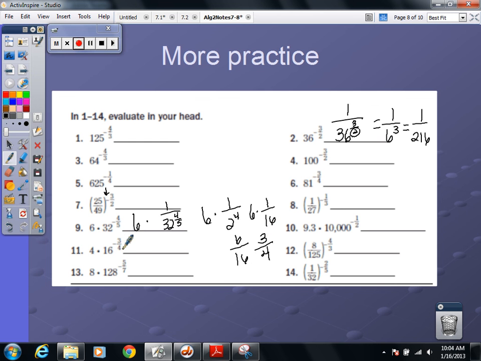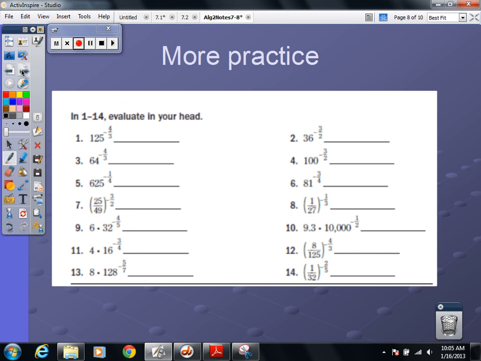Okay? 4 times 1 over 16 to the positive 3/4 now. The 4th root of 16 is 2. 4 times 1 over 2 to the 3rd. 2 to the 3rd is 8. 4 times 1 over 8 is 4 over 8, or 1/2. Okay, 13 is very similar. It just has a little bit bigger roots, so you might have to break out your calculator a little bit, even though it says evaluate in your head. Nobody will know. Just keep it a secret.